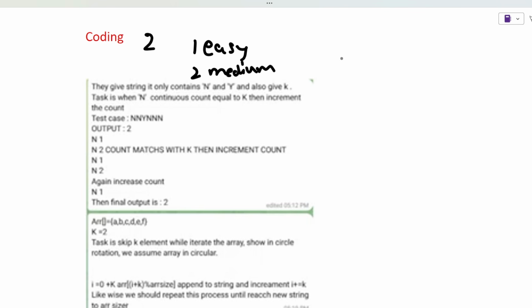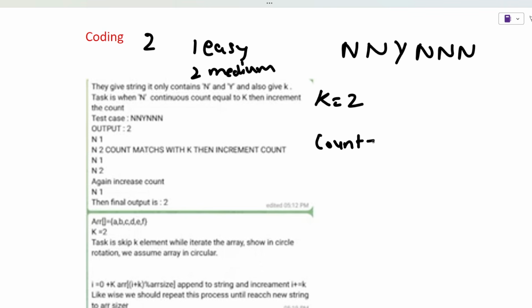Okay, let's just discuss the test case. Let's directly move to the test case. So you are given a string that will only contain n or y. You are given a string like this, and you will be given a k value, let's suppose 2. So we want to return a count variable.